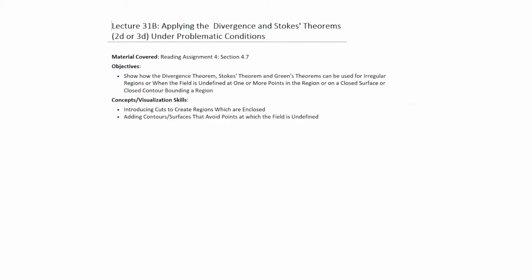the divergence theorem, Stokes theorem, and Green's theorems, which are essentially the 2D analogs of the divergence and Stokes theorem, can be used for irregular regions or when the field is undefined at one or more points in the region or on a closed surface or closed contour bounding a region. So the concepts and visualization skills we'll be dealing with here are introducing cuts to create regions which are enclosed and adding contours or surfaces that avoid points at which the field is undefined.